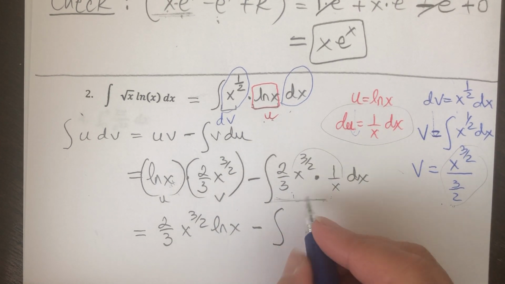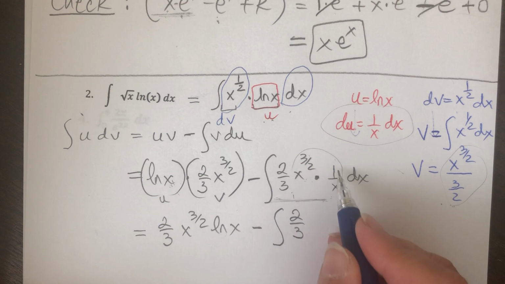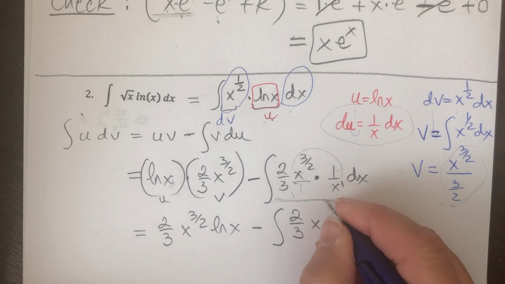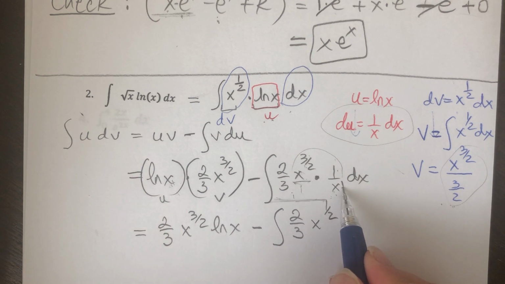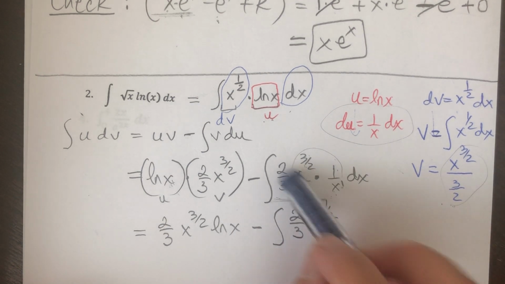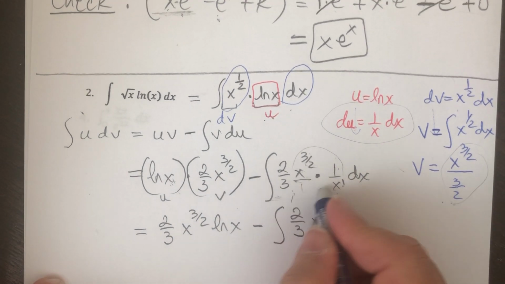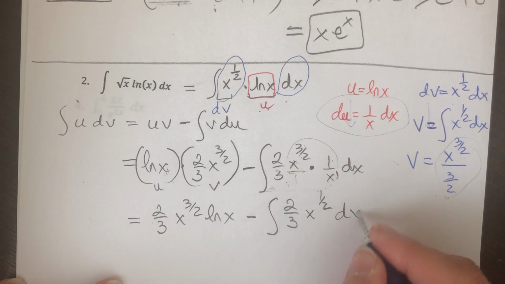If I put these together, what do I get? I get a 2/3. What does that mean? x to the 3/2 times 1 over x. When you divide, there's an x on top and an x on the bottom. To put these x's together, we do so by subtracting the exponents. So 3/2 minus the 1 from down here gives x to the 1/2 dx. Put those x's together simply by using rules of exponents. And there we have it.